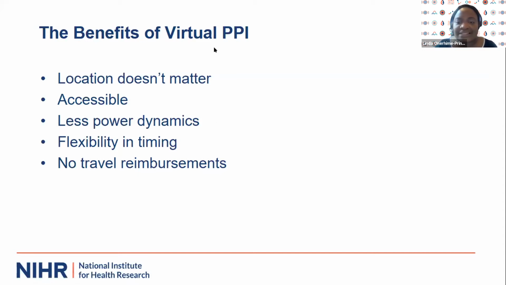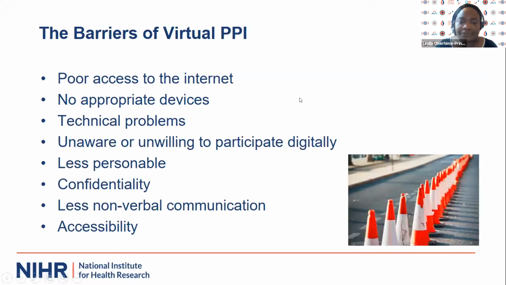Next slide, please. Thank you. So I'll now discuss the barriers of virtual PPI. There are several barriers, but these are the key ones we've highlighted today. Poor access to the internet. So this barrier is, for instance, we all know that internet connections around the country can be strong in one area and perhaps not in another. So that could be a barrier. Not an access to appropriate devices.